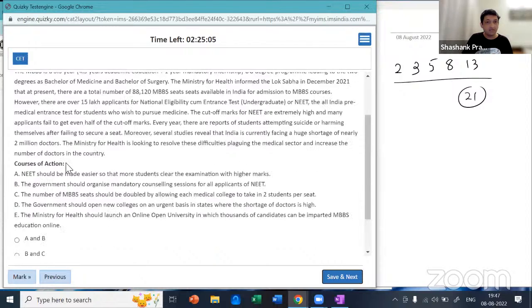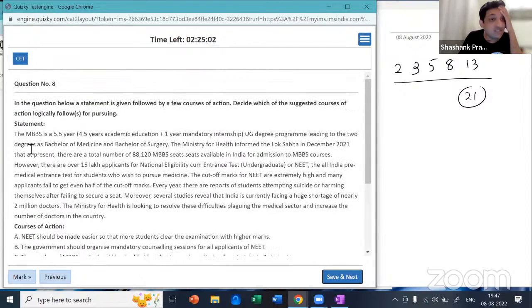Second is okay. Okay, single question. The MBBS is a 5.5 years UG degree program leading to the 2 degrees as Bachelor of Medicine, Bachelor of Surgery. Yeah, been through that. Ministry of Health informed Lok Sabha: total of 88,000 MBBS seats. Admission to MBBS courses. 15 lakh applicants for NEET.